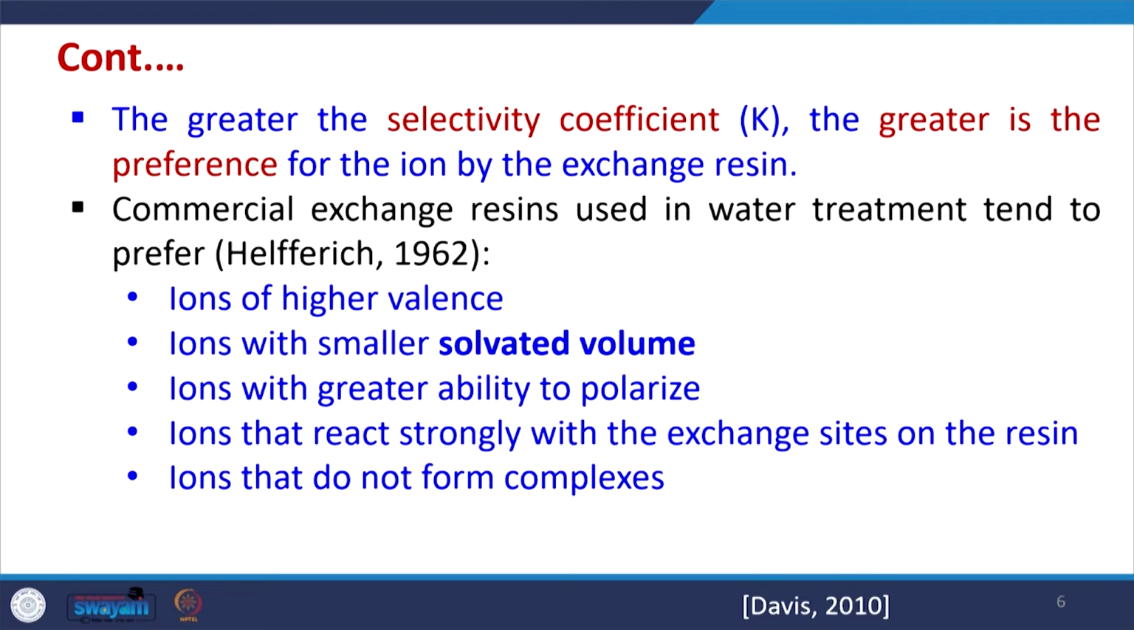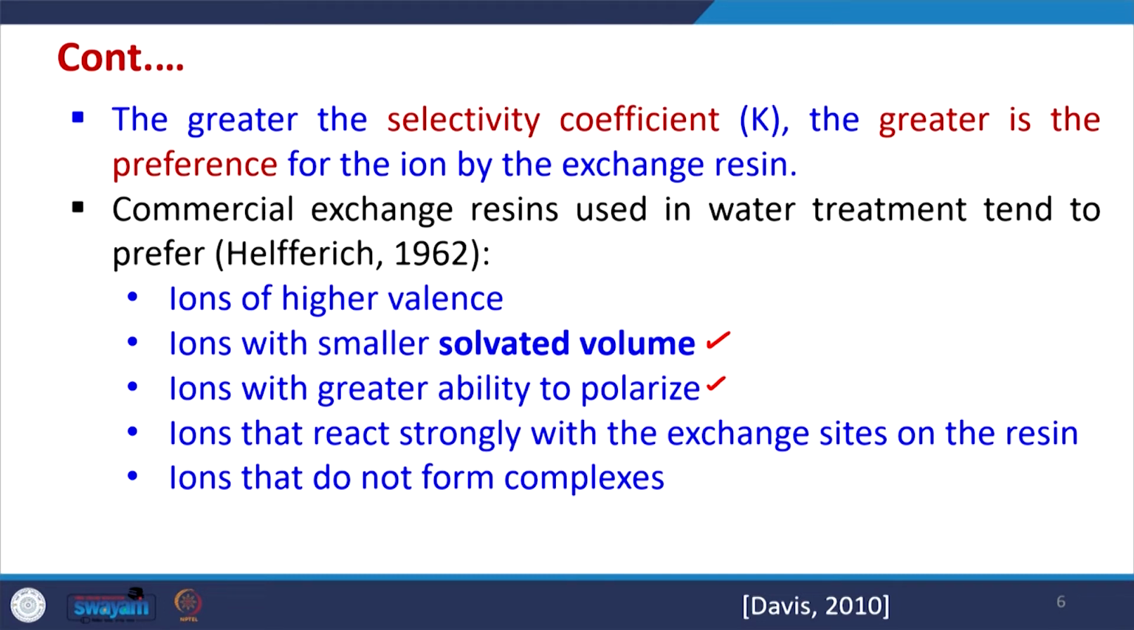So, if two ions are there, generally they will prefer the ion which has higher valency. Similarly, ions with smaller solvated volume, whatever their ionic size, the smaller the size, the better the exchange. That is one more thing. Now, ions with greater ability to polarize, because we are exchanging ions, they will always prefer ions which have the greater ability to polarize. So, this is another generalized preference with respect to any commercial exchange resin.